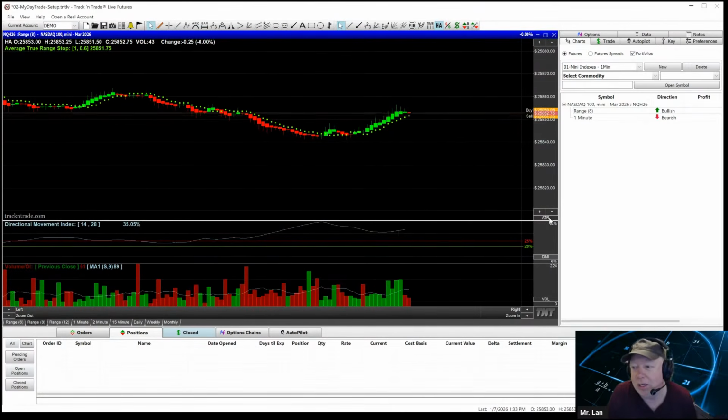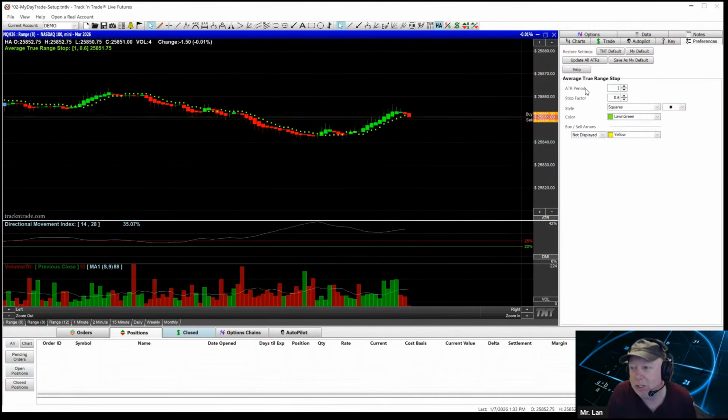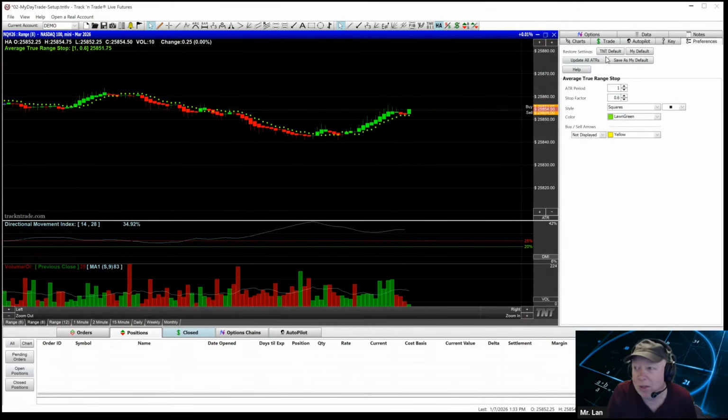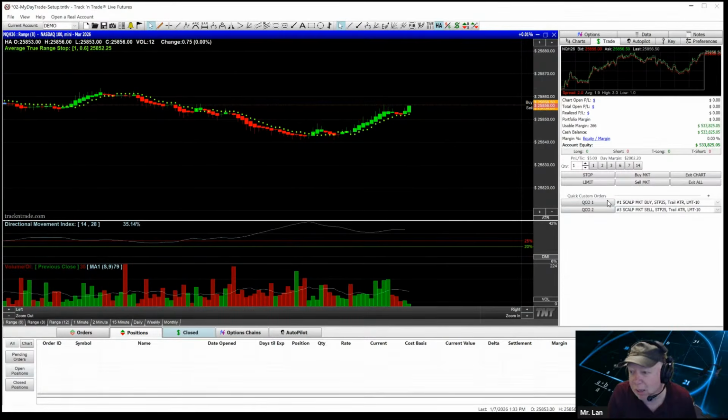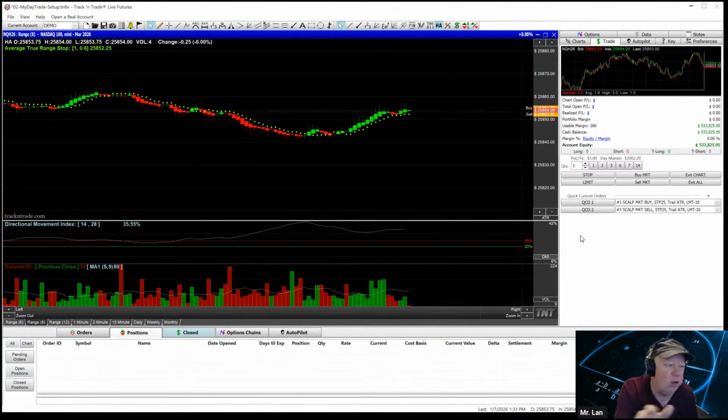Now we turn on the ATR. I like the ATR, average true range. I set the period to 1. I set the stop factor to 0.06. And then I come in here to my trading tab, and I have my QOCO1 set up, and I have my QOCO2 set up. So now you have my whole setup.